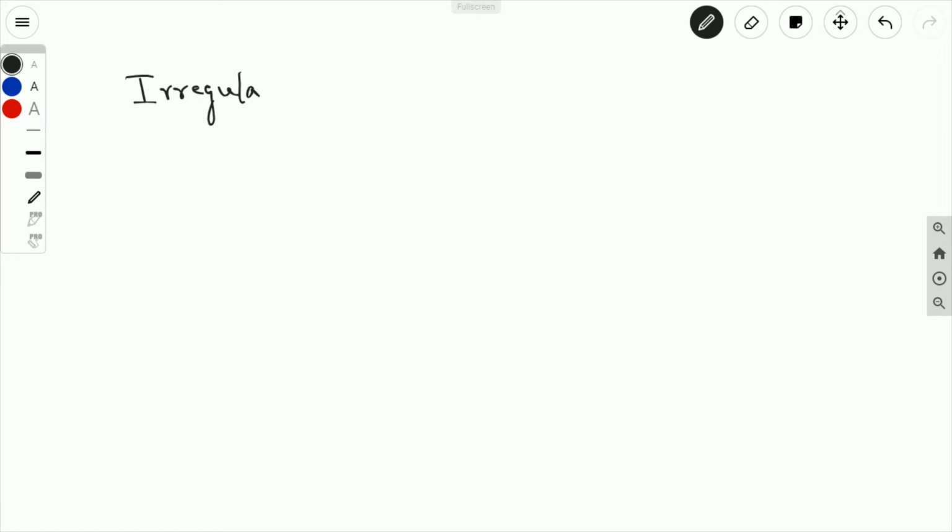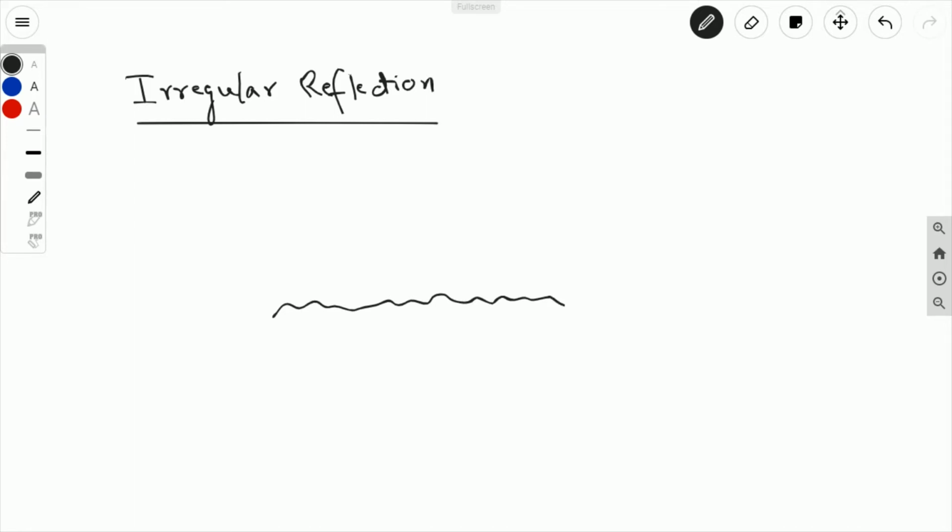What is irregular reflection? Very simple. In irregular reflection, when a parallel beam of light traveling through a certain medium strikes a rough surface, it is reflected back in the same medium in different directions. So suppose here we have a rough surface. This is called the rough surface. Now the parallel beam of light will strike on the rough surface.